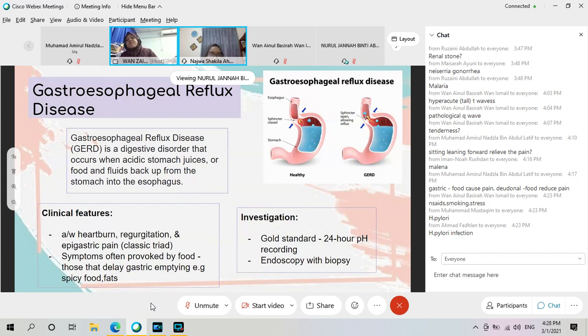For investigation, the gold standard for diagnosis of gastroesophageal reflux disease is the 24-hour pH recording. It is to measure the amount of reflux in esophagus for 24 hours. Also, we can do endoscopic biopsy.